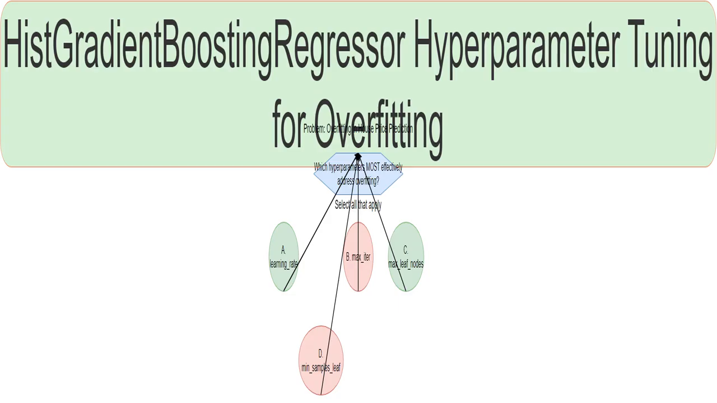I'm tackling a problem about hyperparameter tuning in scikit-learn's HistGradientBoostingRegressor. I need to find which hyperparameters are best for stopping overfitting. Overfitting happens when a model learns the training data too well, including any random noise, and doesn't perform well on new data. I want hyperparameters that control the model's complexity and prevent this. I will be choosing hyperparameters that can help me address the problem of overfitting.